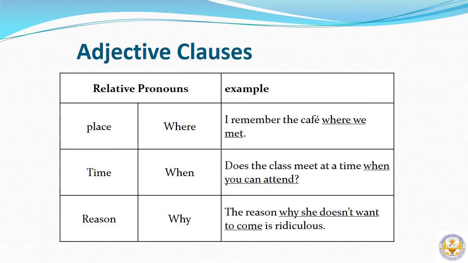Does the class meet at a time when you can attend? So when you can attend here is the relative clause that modifies the noun time. The reason why she doesn't want to come is ridiculous. So why she doesn't want to come here is the relative clause that modifies the noun reason. You can read more about the relative clause from the book and from the internet. You can search more on this topic.